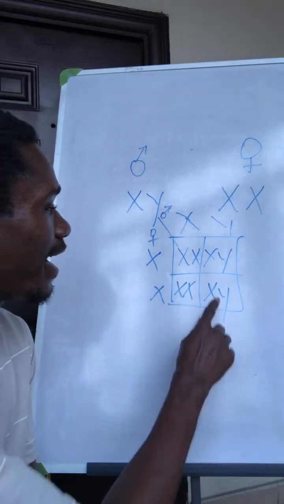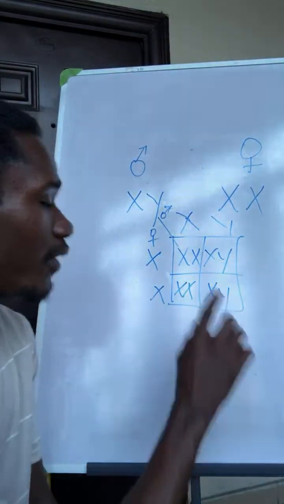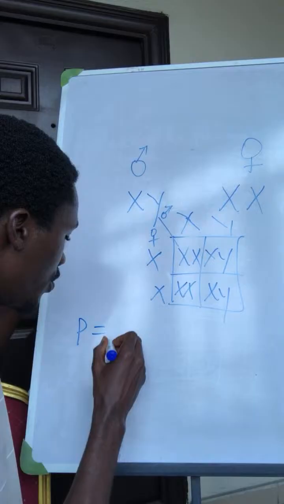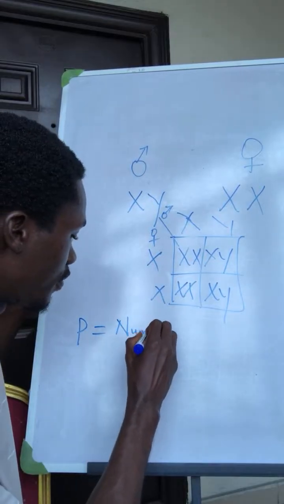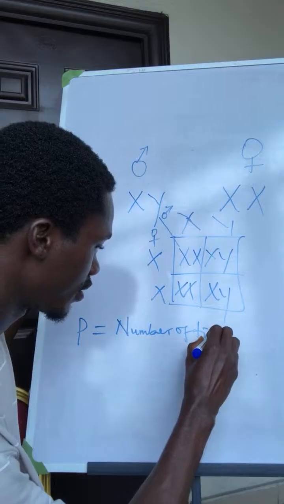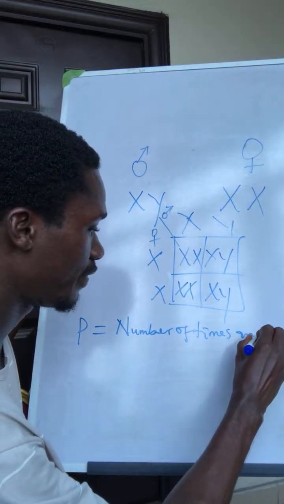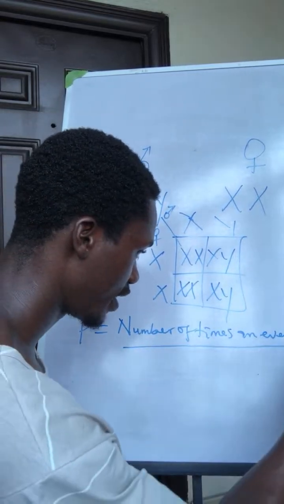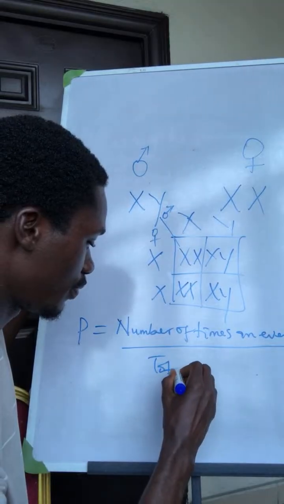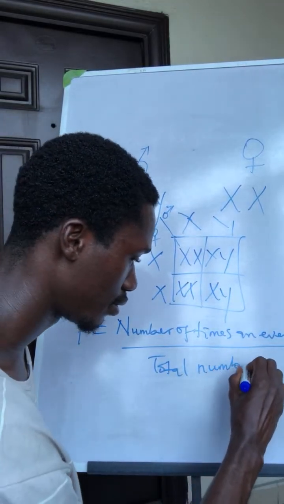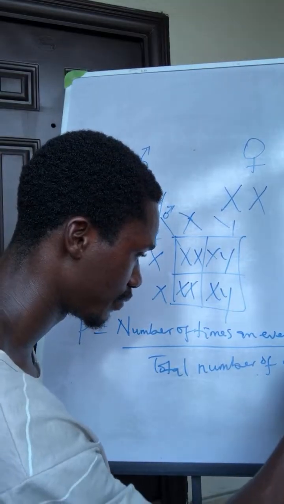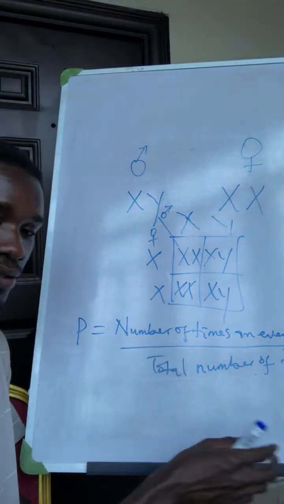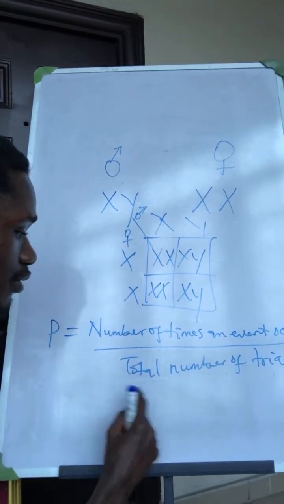So the probability of having a male child for each of these gametes is, this is the formula for probability. The probability is equal to the number of times an event occurs divided by the total number of trials. Don't worry about the big grammar. What this means is the number of times an event occurs divided by the total number of trials.